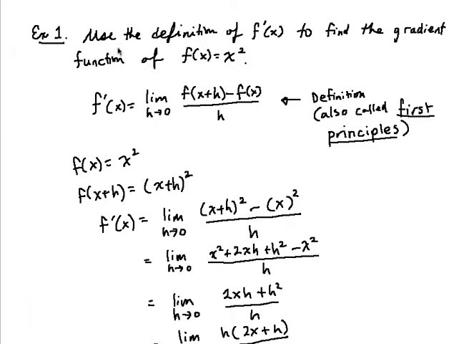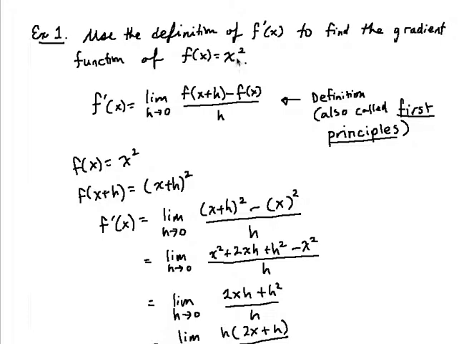Okay, in this example, we're going to use the definition of f prime of x, the definition that we've talked about, namely the limit as h approaches 0 of f of x plus h minus f of x, all over h. That's the definition of f prime of x. We're going to use that definition to find the gradient function of f of x equals x squared.